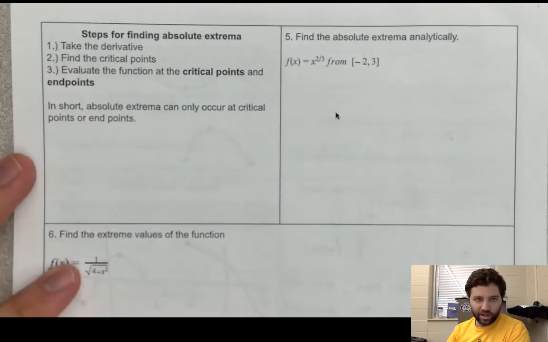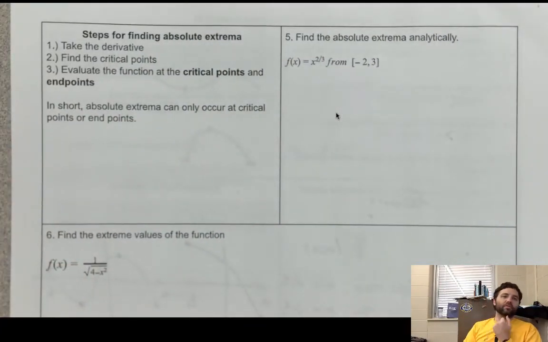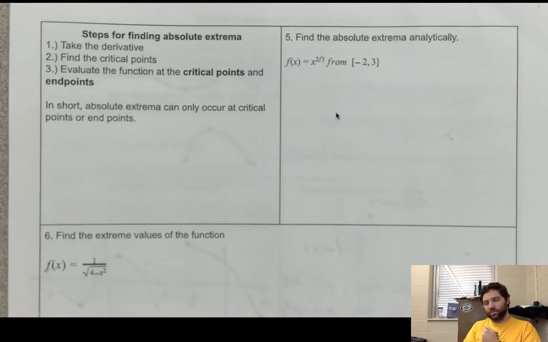Here are the steps for finding absolute extrema of a function. Again, this is analytically. If you can just graph it, then that's fine. But if it's a non-calculator part of the AP test, then you have to think about how to do this analytically. First step is take the derivative and find the critical points.